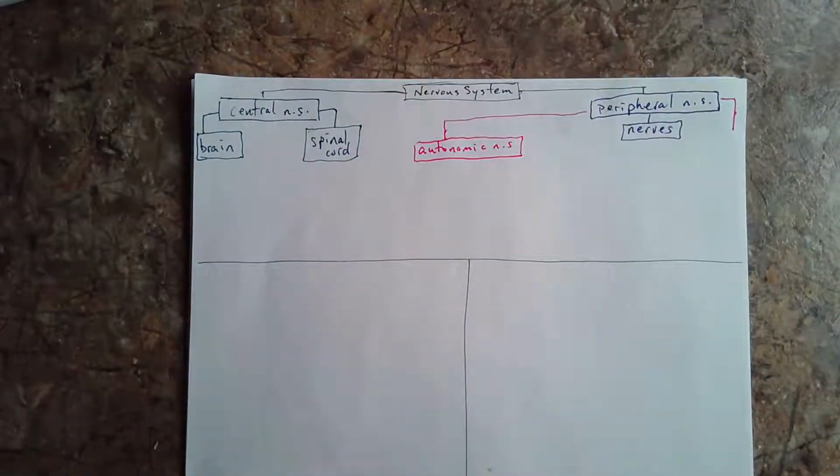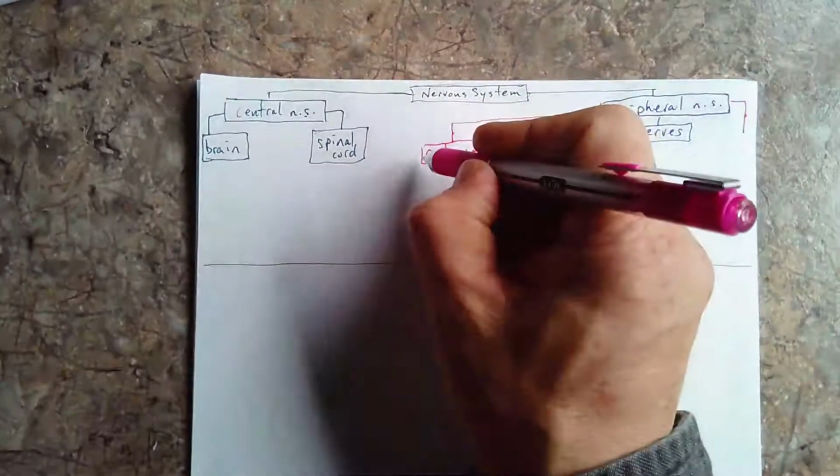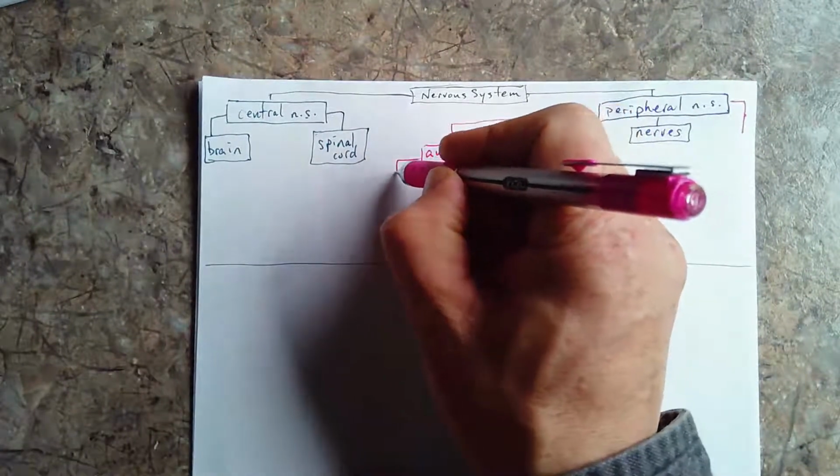The autonomic system is something that happens automatically. You don't have to think about it. The body just does this. The brain does it on its own without you having to think about what's going on there. Okay, so this regulates your internal organs.